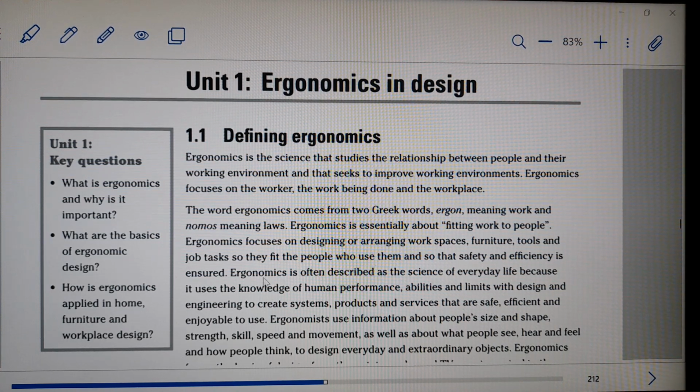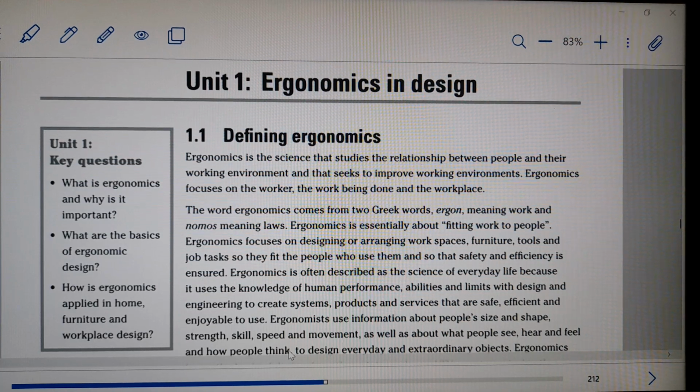Okay, let's start from the scratch. Ergonomics is often described as the science of everyday life because it uses the knowledge of human performance. It also uses abilities and limits with design and engineering to create products and services that are safe, efficient, and enjoyable to use. Ergonomics uses information about people's size and shape, their strength, their skill, speed, and movement, as well as about what people see, hear, feel, and how people think, to design everyday and extraordinary objects.